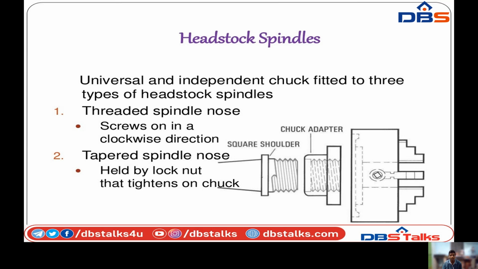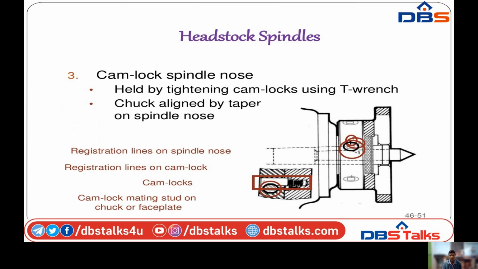In the second one, the tapered spindle nose, the chuck is held by a lock nut. The chuck is fitted by using the lock nut that tightens the chuck. That one is the second one. Coming to the cam lock spindle nose.